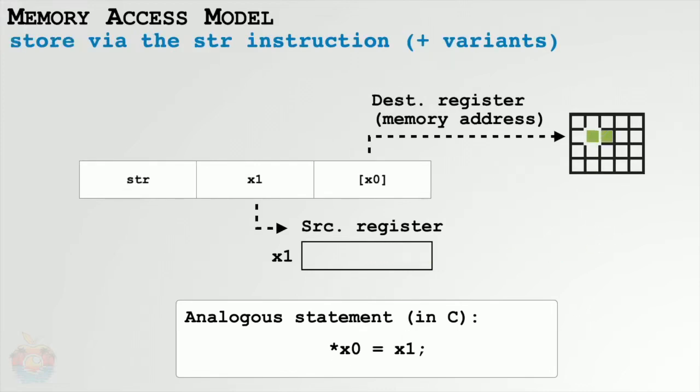if you're more comfortable reading something like C. On the other hand, the STR or store instruction will store a value from a register into memory. This instruction is somewhat different in the sense that the first operand is actually the source register, while the second is the destination. So this one you kind of read from left to right, right? So it's going to take X1 and store it into X0.